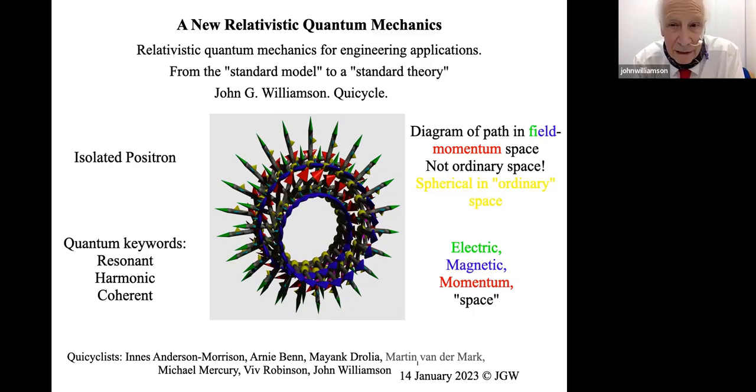Now, this is a diagram of a path in field. This is not a path in ordinary space. It's a path in field momentum space. And what do I mean by field momentum space? Well, I'll come onto that right now.